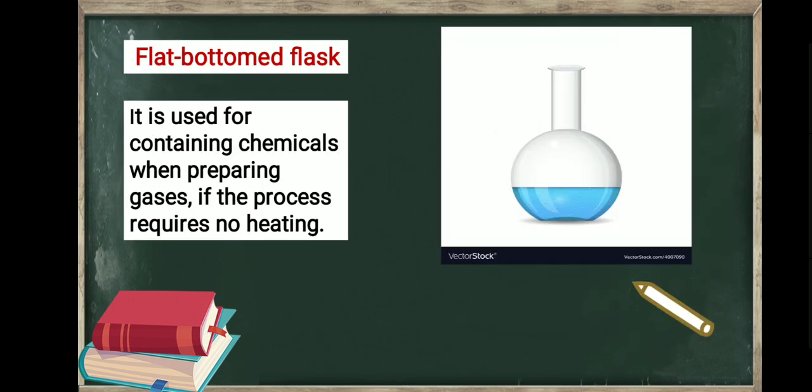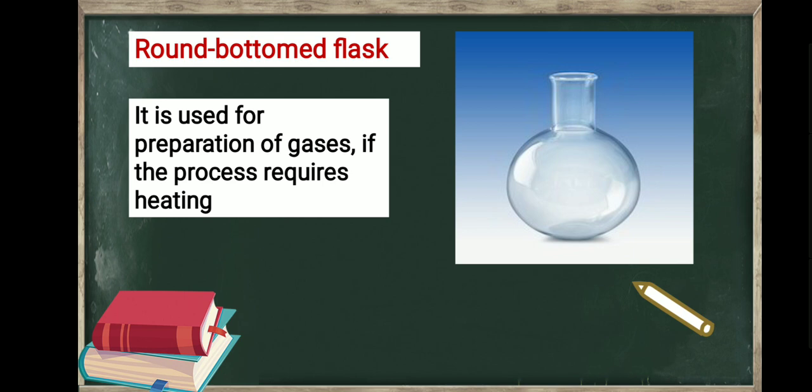The next is the flat bottom flask. The name is telling the picture of the object: it is flat from the bottom, and it is used for containing chemicals when preparing gases if the process requires no heating. Means if you are preparing a gas and the process that you are using requires no heating, you can go for a flat bottom flask.